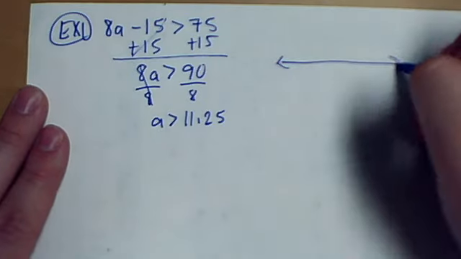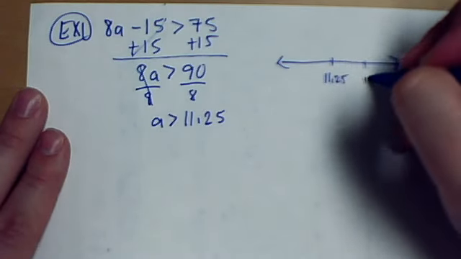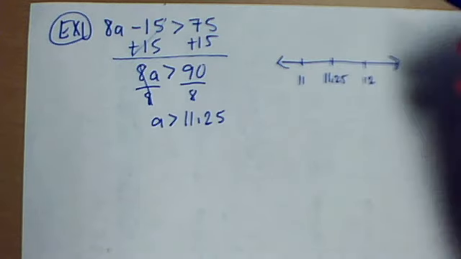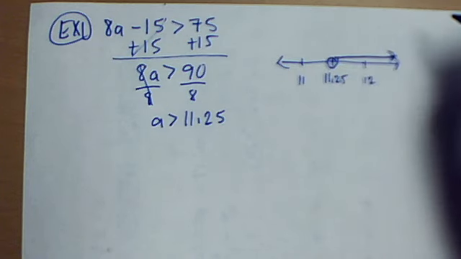Okay, then I need to graph that. So I'm going to start off at 11.25. A number that's bigger than that is 12. A number that's smaller is 11. Okay, it's going to be an open circle going to the right.